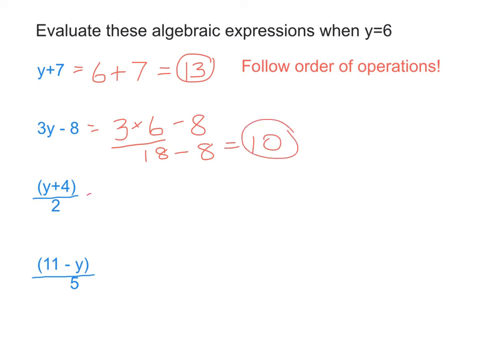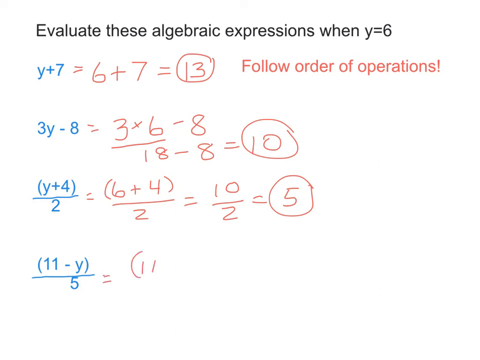On this one, I replace the y with 6, add 4, that's in parentheses and on top, so I will do that first and divide by 2. So that will equal 10 divided by 2, which equals 5. And last one, I replace the y with 6. I get 11 minus 6. That's in parentheses and on top. So again, I'll do that first. So 11 minus 6 on top is 5. Divided by the 5 on the bottom gives me 1.